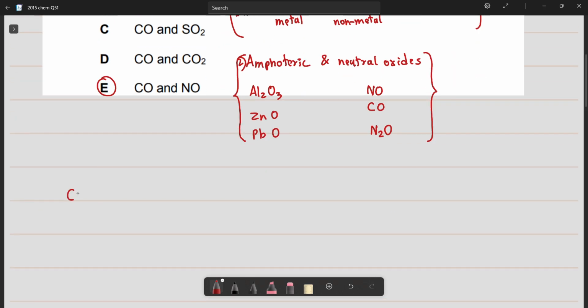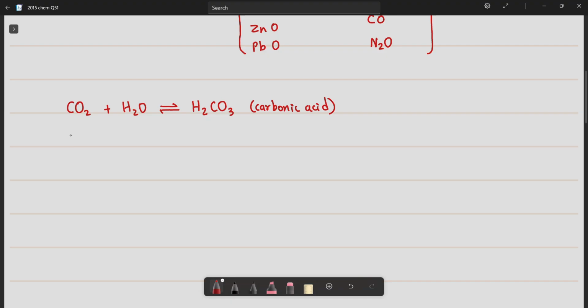So carbon dioxide reacts with water to form carbonic acid, H2CO3. Okay, so this forms carbonic acid. And if sulfur dioxide reacts with water, this forms sulfurous acid. This is sulfurous acid.